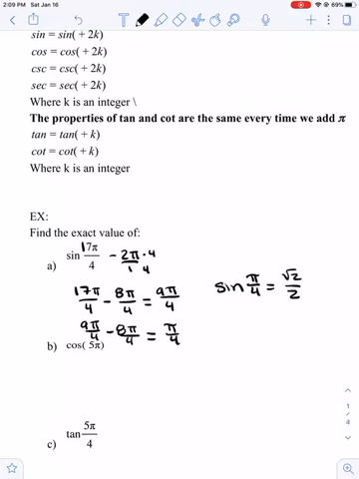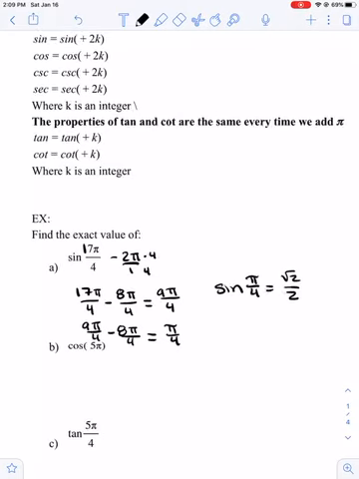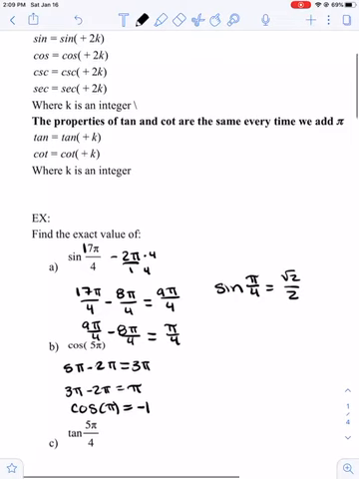Okay, so now cosine 5 pi. Again, we're going to subtract 2 pi because 5 pi is bigger than between 0 and 2 pi. So 5 pi minus 2 pi gives us 3 pi. That's still bigger, so 3 pi minus 2 pi again gives us pi. Now the cosine of pi, we look at that on our unit circle, and the cosine of pi is -1.